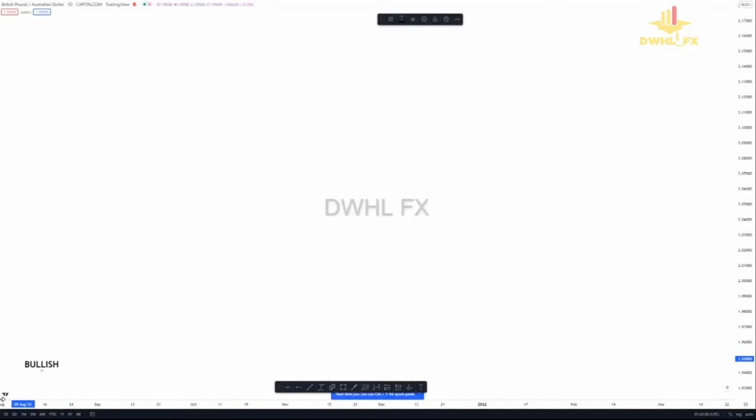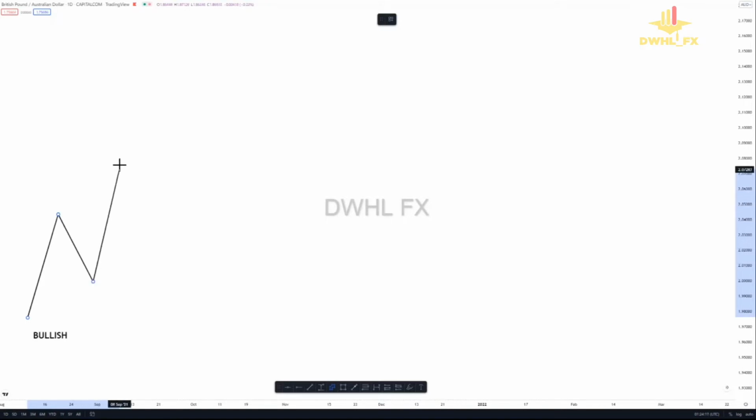So for a bullish market structure, first of all, price creates, from a low, a higher high. Then we have a higher low, higher high, higher low, higher high. Very simple. Let me just label it so that we can understand it better.